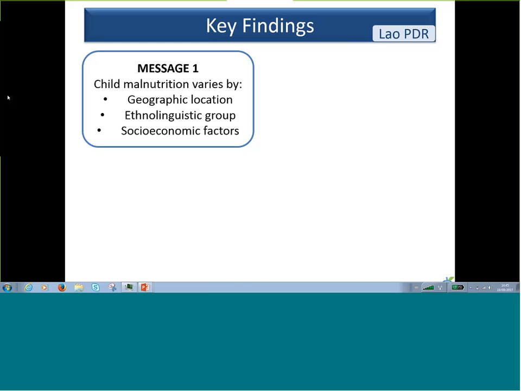And now this example shows you the key findings condensed for Lao. So there are eight messages here. The first one is that child malnutrition varies by geographic location, by ethno-linguistic group, and by socioeconomic factors. Often, of course, we also find urban-rural differences to be substantial.